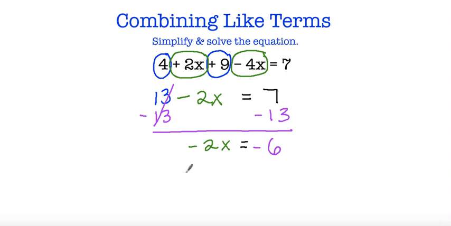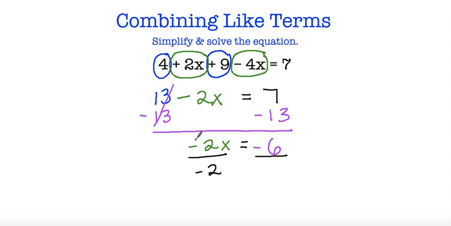So the following thing I have to do is get rid of the negative 2 in front of the x. And since I know that this is multiplication, so negative 2 times x is equal to negative 6, in order to get rid of multiplication, I have to use its inverse operation, which is division. So now I'm going to divide both sides. And since I want x by itself and negative 2 is what I'm trying to get rid of, I'm going to divide both sides by negative 2.